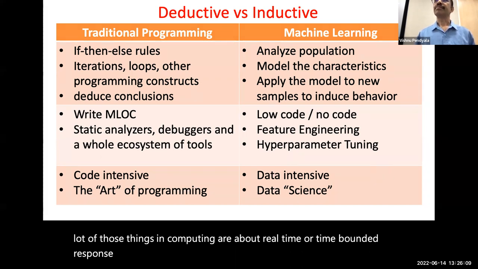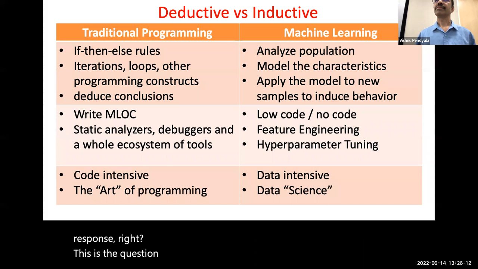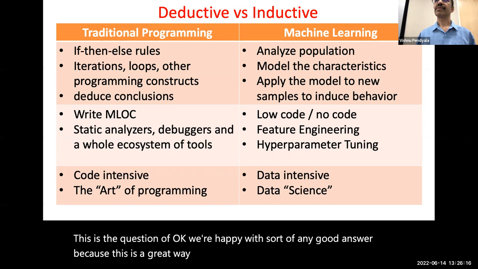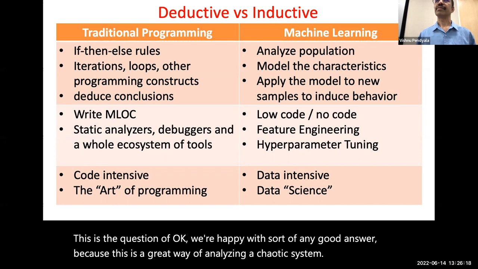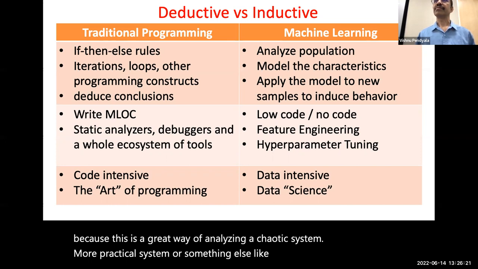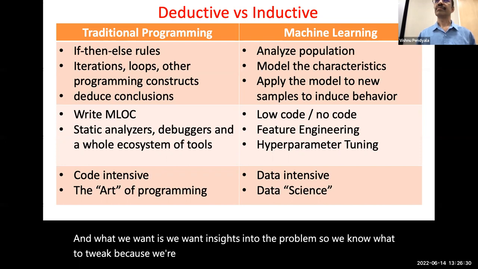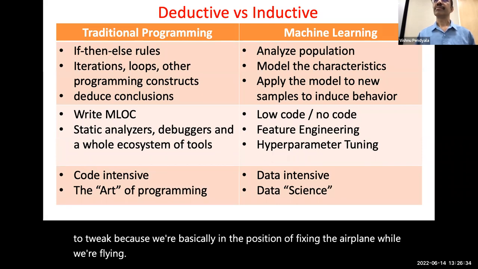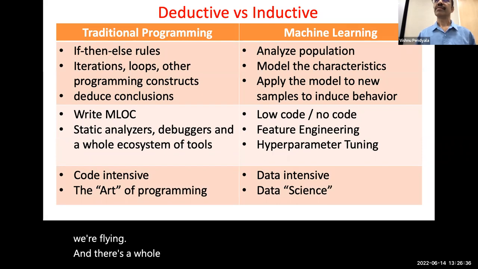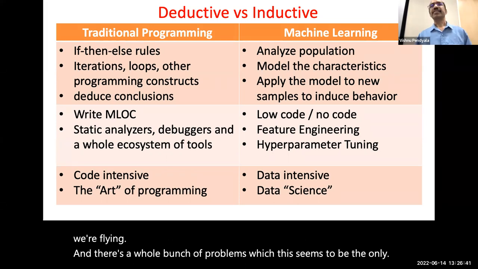Yeah. Then there's the question of, okay, we're happy with any good answer because this is a great way of analyzing a chaotic system or a fractal system or something else like that, right? And what we want is insights into the problem so we know what to tweak, because we're basically in the position of fixing the airplane while we're flying. And there's a whole bunch of problems for which this seems to be the only answer. Yeah, that's right.